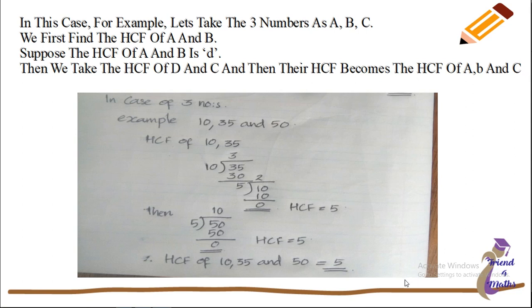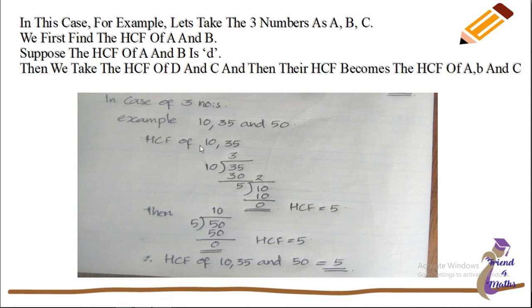Next, in case of three numbers. HCF of three numbers. To find the HCF of three numbers, first we have to find out the HCF of the first two numbers, and then we again find the HCF of this HCF and the third number.